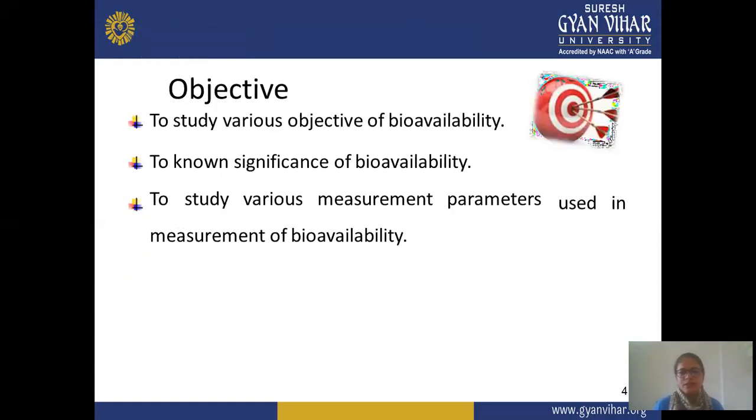In the objective part, we study the various objectives of bioavailability and learn its significance. That means the objectives of studying bioavailability and bioequivalence: you can study the various objectives of a bioavailability study, its significance, and the various measurement parameters used in measuring bioavailability. Which parameter you use and how you perform the study, and the measurement parameters include the method as well as the formula. You should know all this in the objective of bioavailability.